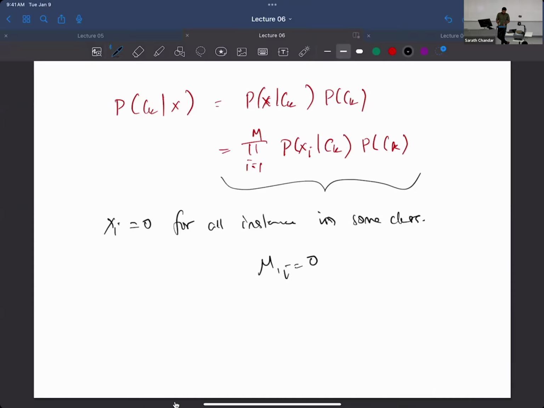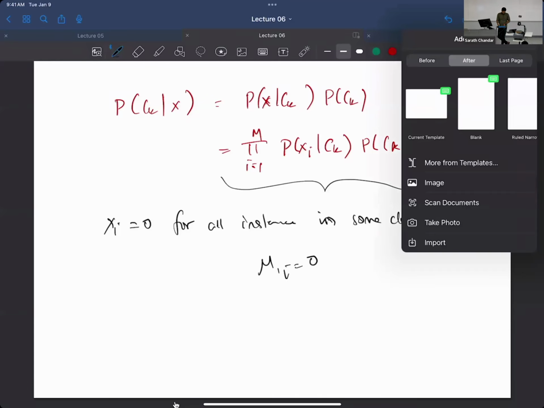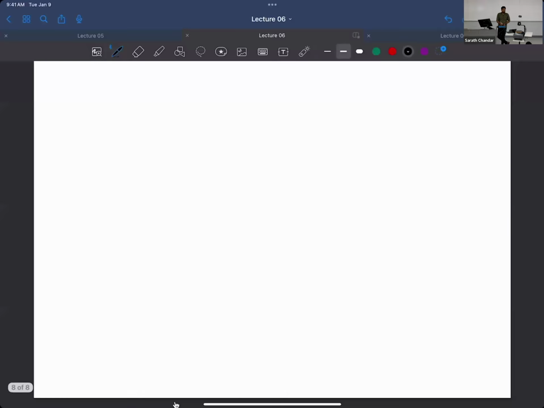Okay, so this is in some sense called smoothing in the literature. What we are going to do is make an assumption that each word occurs at least once in every class. This is just an assumption I'm making. Instead of the count being 0, I'm going to start counting from 1 for each word. This is called Laplace smoothing.